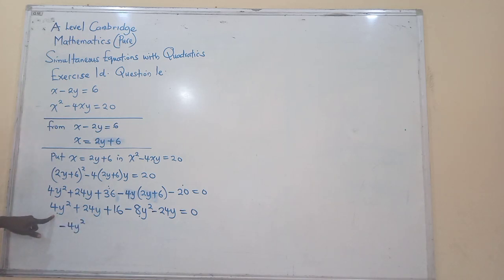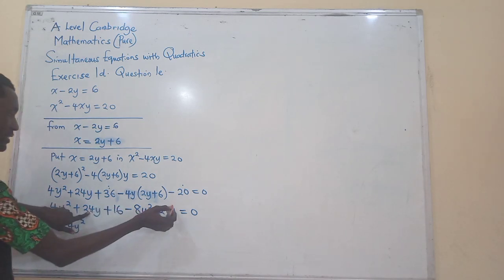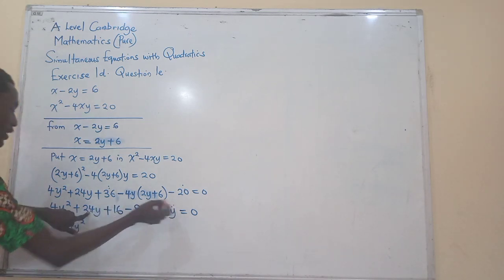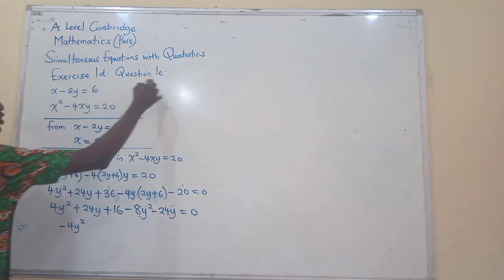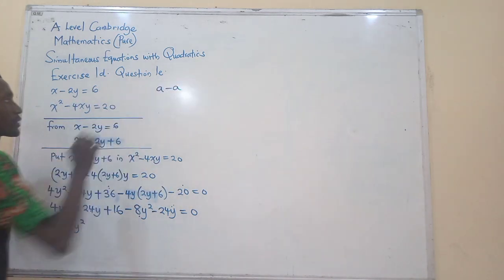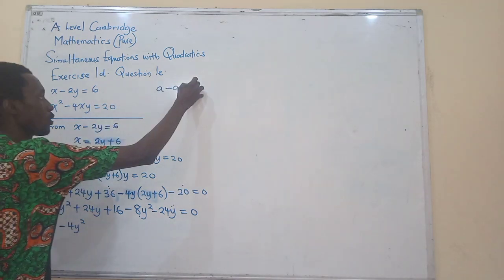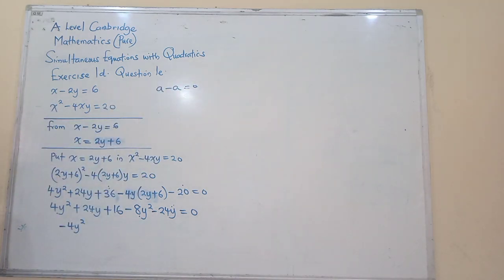In modern math, it's not necessary to begin to rearrange. It's a waste of time. See the issues, identify them, and deal with them. Then look at this. This and this are exactly the same values, and they can cancel themselves out. Remember from algebra that a minus a will simply be 0. So with that done, this becomes minus 4y squared plus 16 equal to 0.